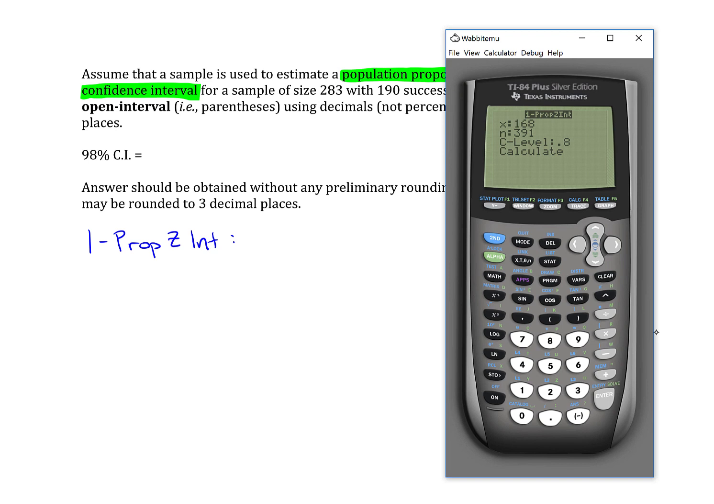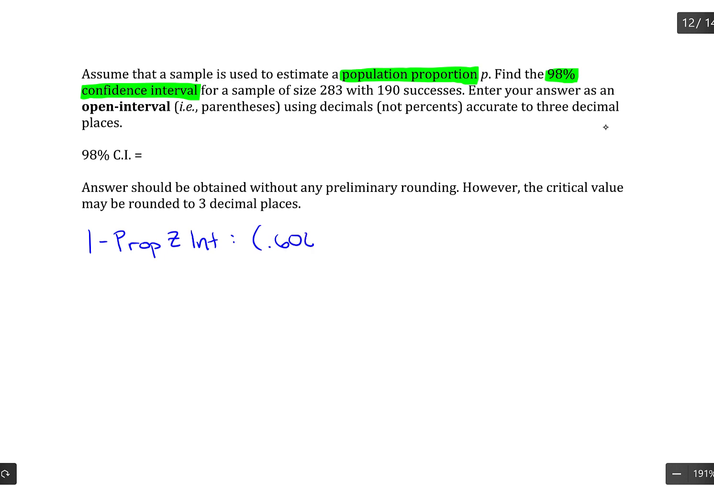Now, with 1-PropZInt, we have a couple of values that we need to input here. We have n, which is our sample size, and we're told we have a sample of size 283. X is the number of successes out of that sample, so in this case it's 190. And then the level of confidence, we're told to use a 98% confidence interval, so my level of confidence is 0.98.